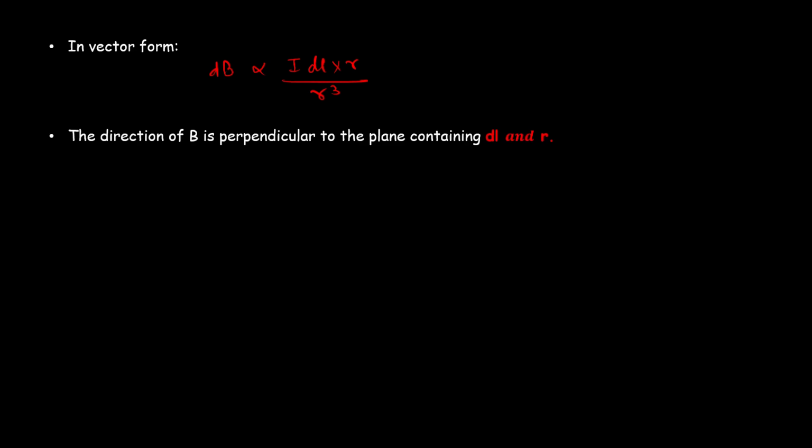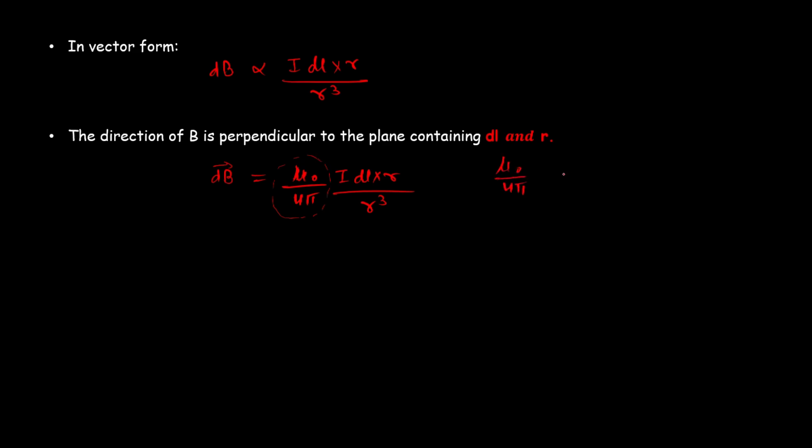In the vector form, dB can be written as directly proportional to I dl cross r divided by r cube. Since dB depends on dl cross r, the direction of B is perpendicular to the plane containing dl and r. Now we can write dB as mu naught by 4 pi, I dl cross r divided by r cube, and here mu naught by 4 pi is a constant.